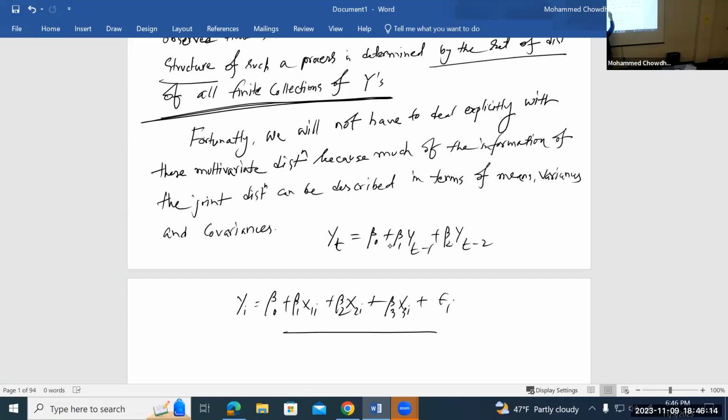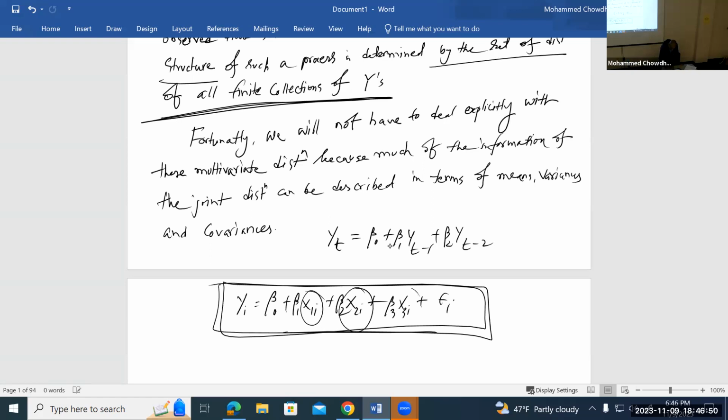Now, as there is a model like this, we might need multivariate distributions. But fortunately, we do not need to look for the multivariate distributions, because we can find the mean, variance and covariances to explain those things, which I'm going to show you later today. You understand, right? That is why I wrote these things. In this case, X1, X2, X3 are predictor variables, but they are fixed. They are not random. But in these cases, these are stochastic process series. So in such cases, we do not need to worry about the multivariate distributions of these variables. Instead, we can find it simply from the mean, variance and covariance structure.